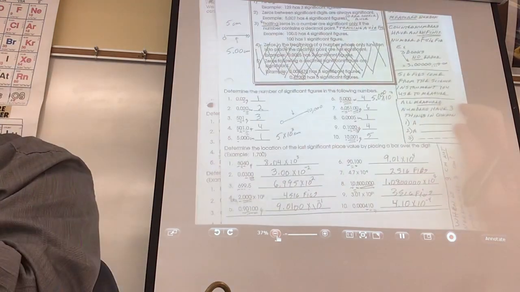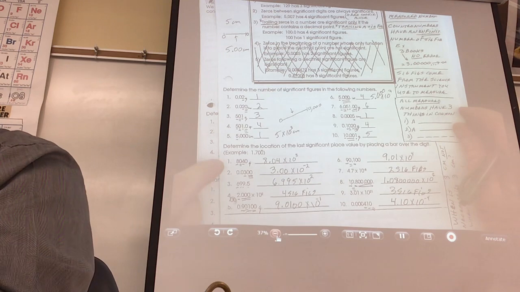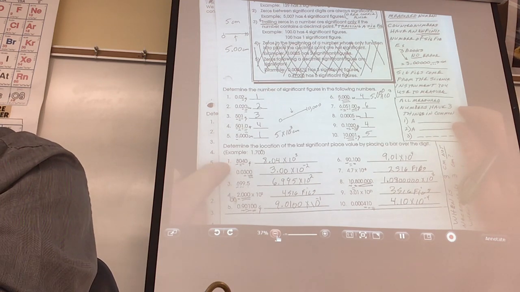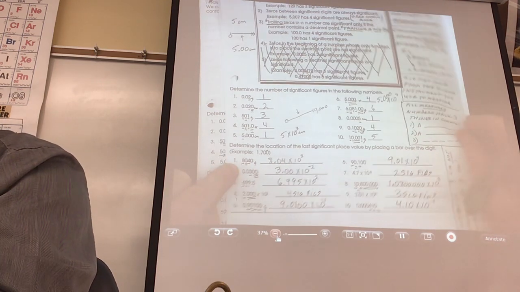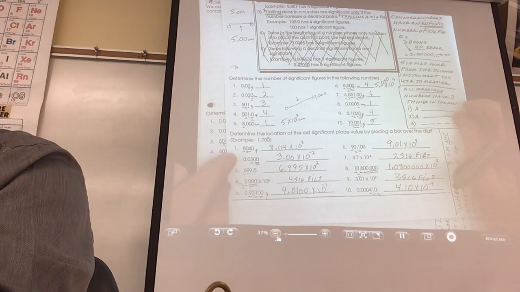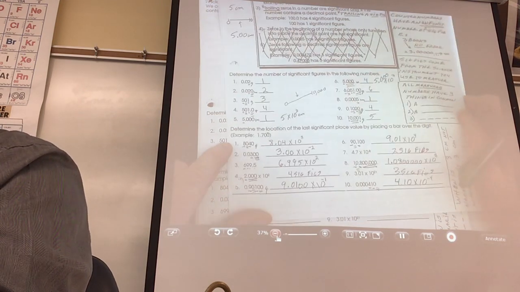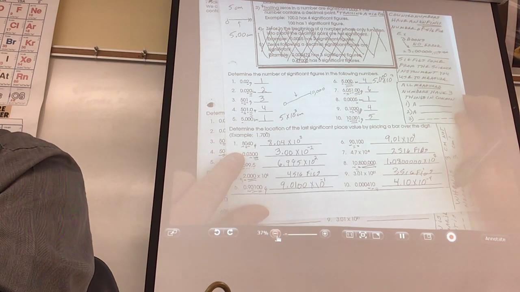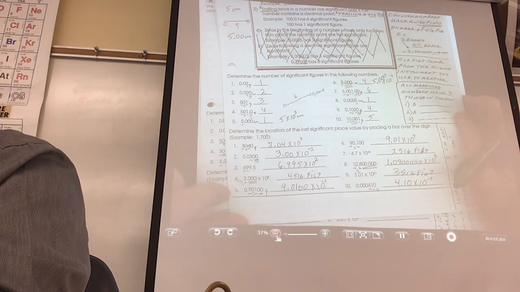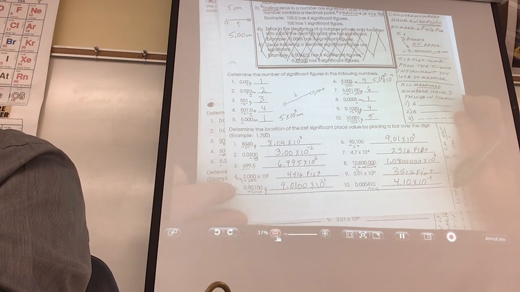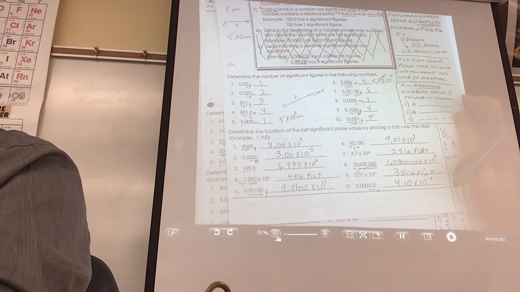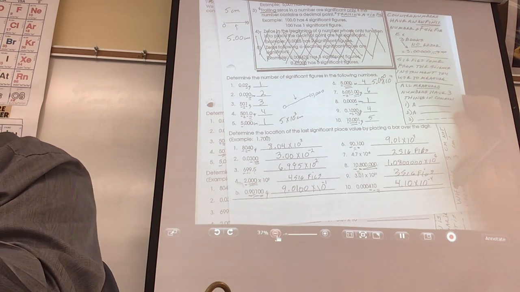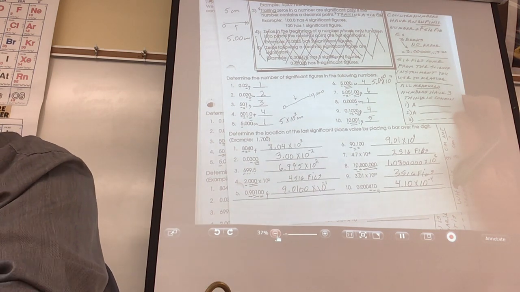I also went around the room and asked people to write this in scientific notation with the correct number of sig figs. Now, if you knew there were only 3 here, then how would you write this in scientific notation? How do you write 8,040 in scientific notation showing 3 sig figs? Yes? 8.04 times 10 to the third. If you can do that, you are way above most students taking chemistry, okay?